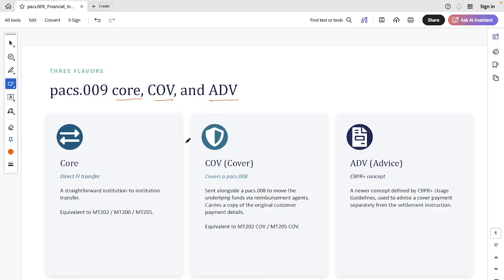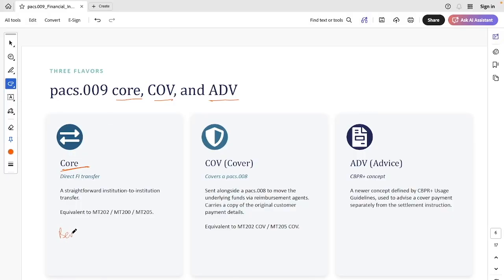So let's understand them one by one. First is pacs.009 core. This is a straightforward financial institution to financial institution transfer. There is no underlying customer payment. It is used for bank to bank funds movement, liquidity movement, nostro funding, settlement between banks, or correspondent banking transfer.